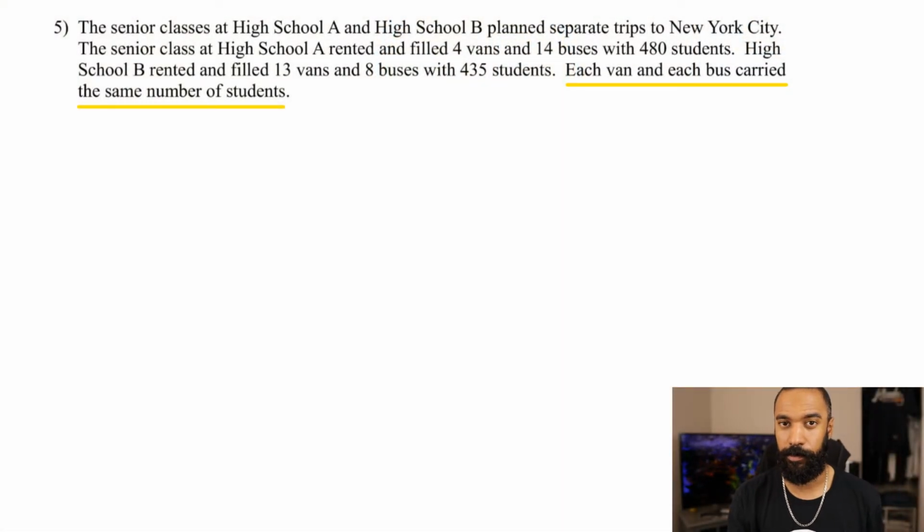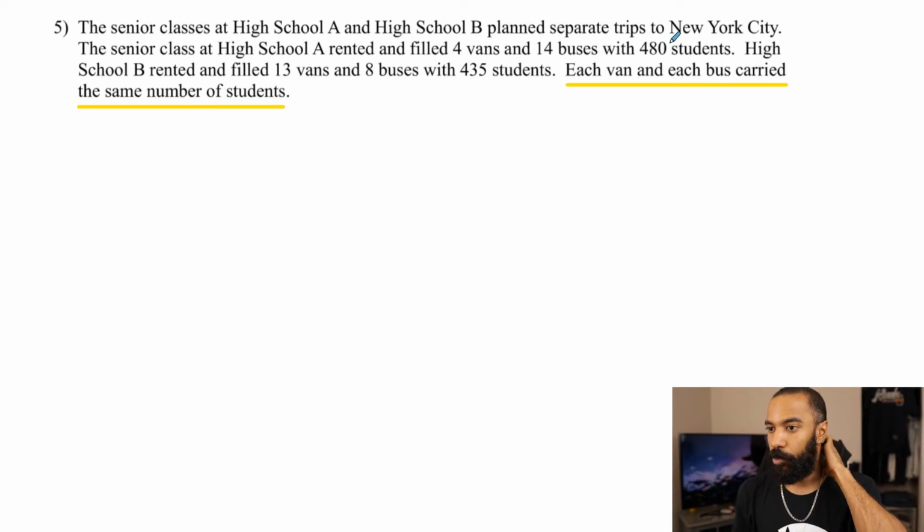Do we know how many vans and buses there are? Yes. 4 vans, 14 buses, 13 vans, 8 buses. The variable is not the number of vans and number of buses. But we do know that when you combine the 4 vans and 14 buses with all those students in them, you get a total of 480 students. Assume vans and buses can hold different amounts, buses probably more. We don't know how many students are in each van and in each bus. Those are the variables that we're looking for.